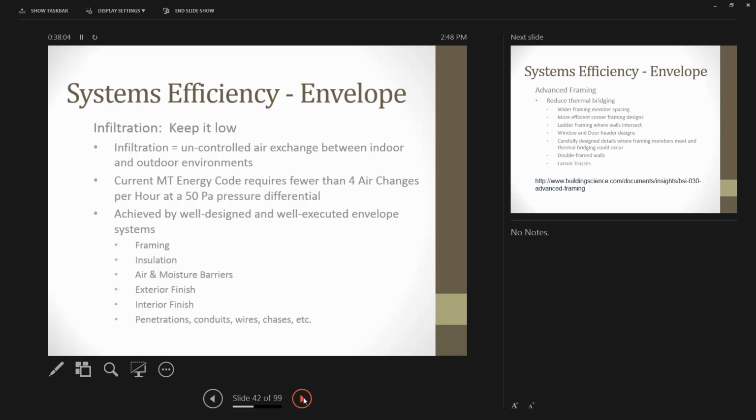So again, these are basic strategies for a thermal envelope, and current code for us at 50 pascals is at least 4 air changes per hour. If you look at most any recommendations, Energy Star, any indoor air quality recommendations, anything less than about 5 air changes per hour, they highly recommend having mechanical ventilation. So with 4 air changes being our code here in Montana, for occupant safety, it's recommended to have mechanical ventilation.